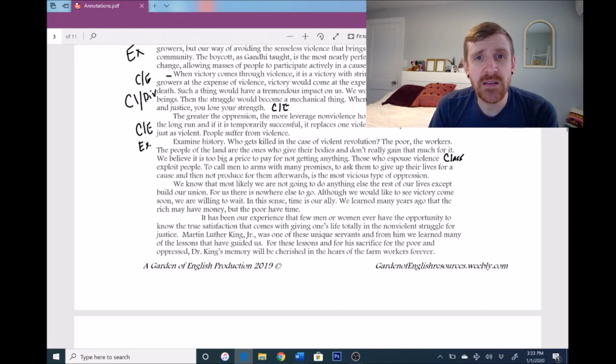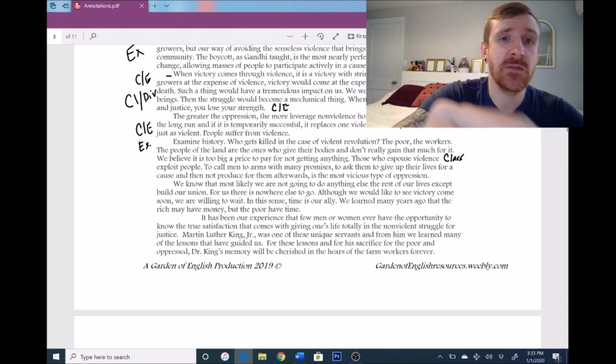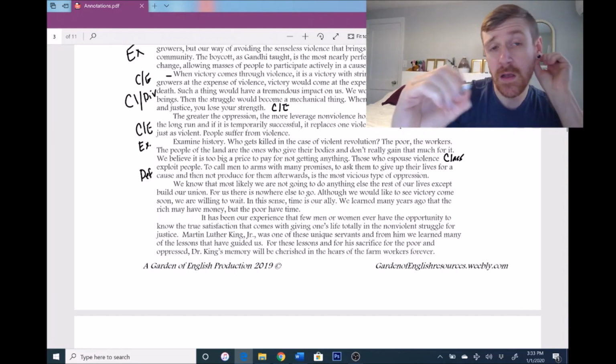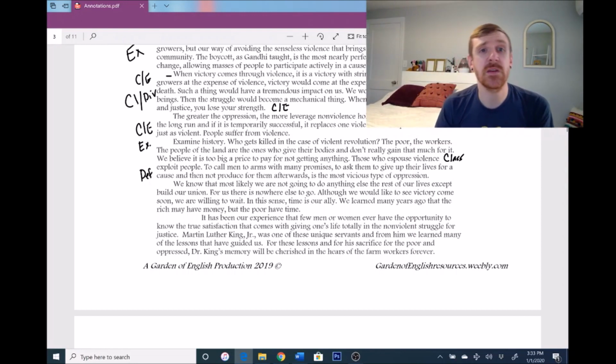It says, "To call men to arms with many promises, to ask them to give up their lives for a cause and then not produce for them afterwards, is the most vicious type of oppression." And so notice he defines oppression through exemplification here. So we could mark a little definition here.